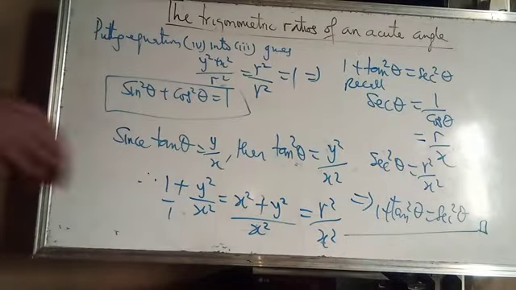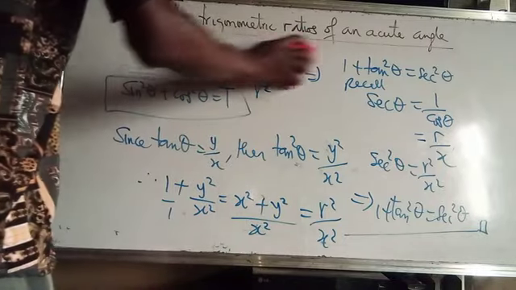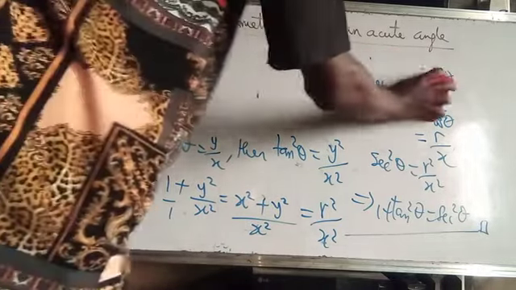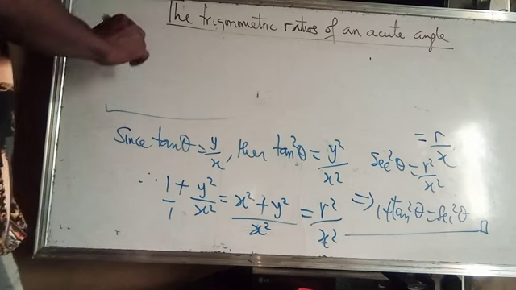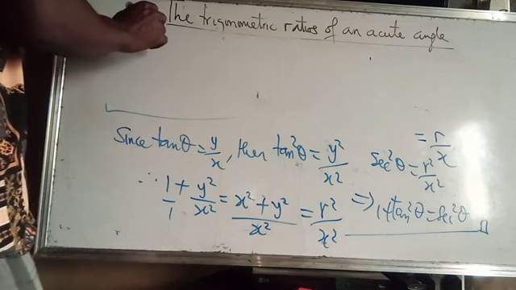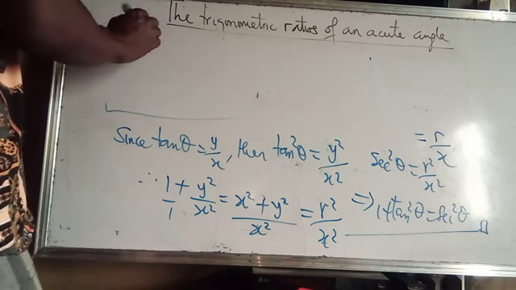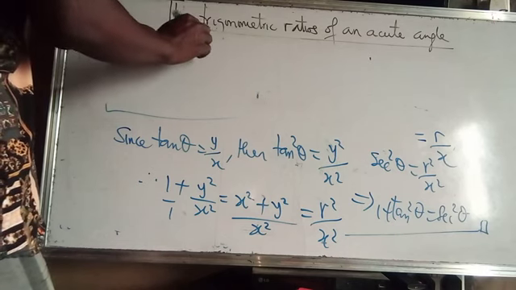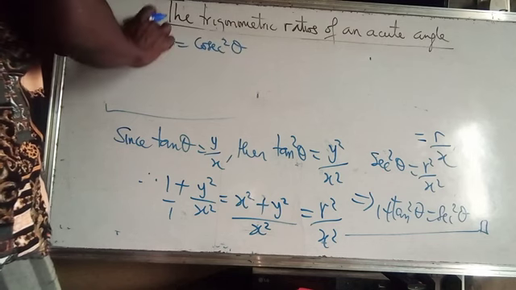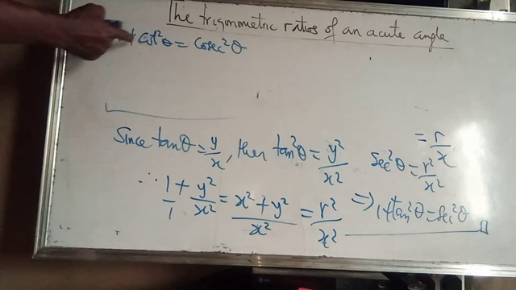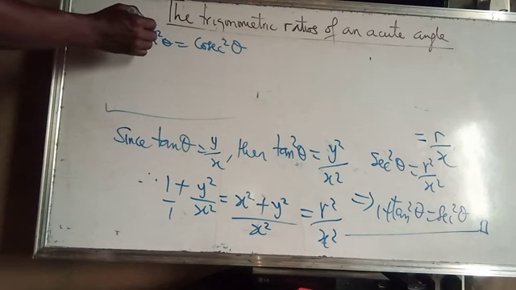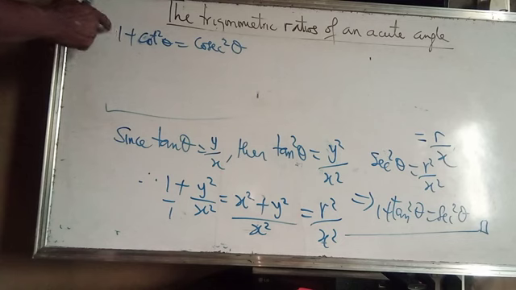We can also have other identities. We can have 1 plus cot squared theta equals cosec squared theta. You can check that. It's very simple. You know what cot theta means; cot squared theta is cot theta squared, so add 1 to it and you get cosec squared theta.